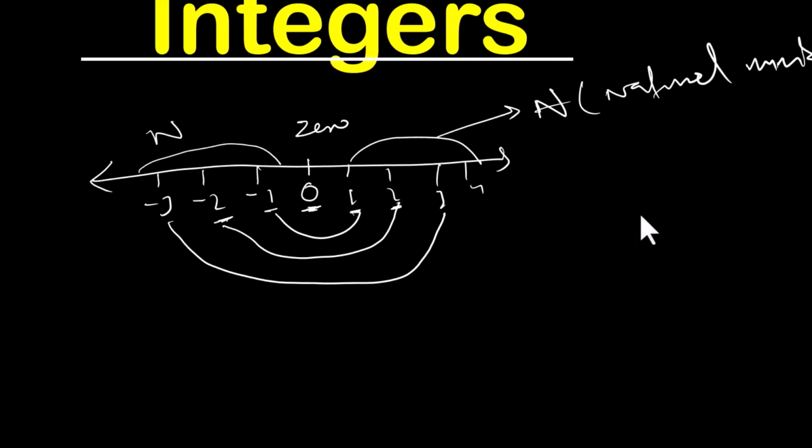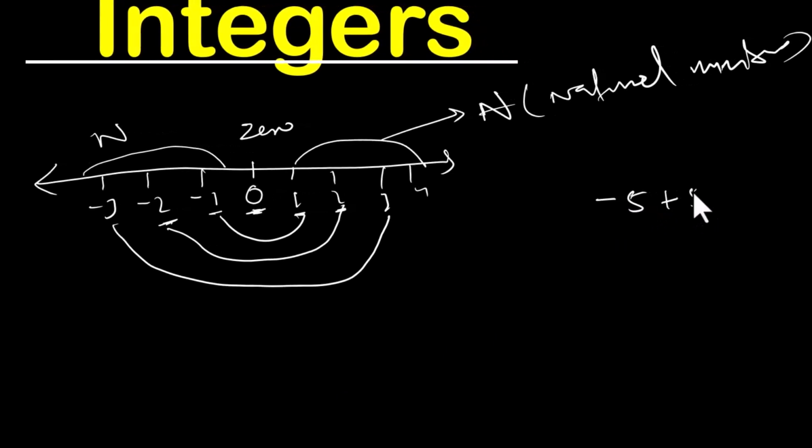With this, if you're asked to add, let's say, 5 and -5, you get 0. -4 and 4, you get 0. All right, that's that. So integers is simply the positive and negative numbers including 0.